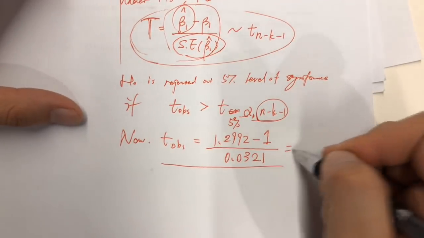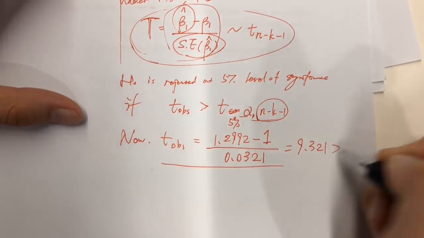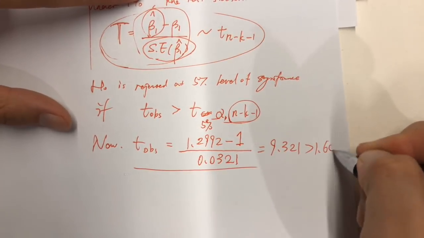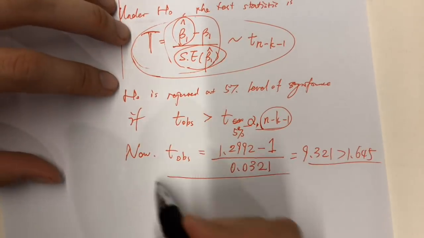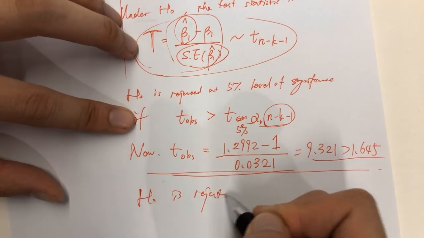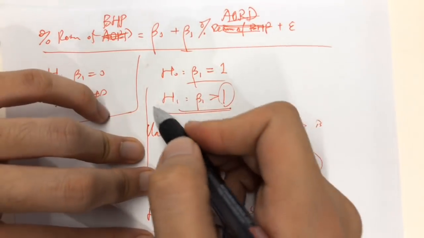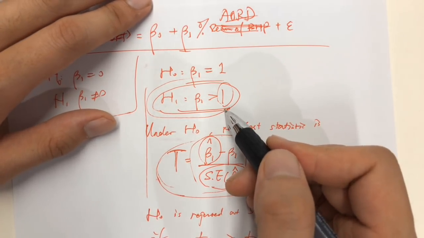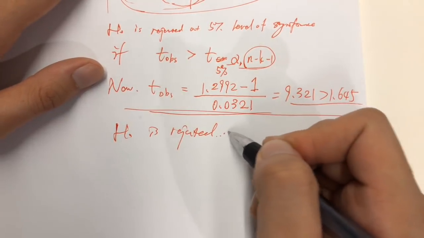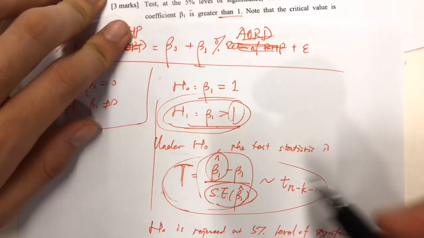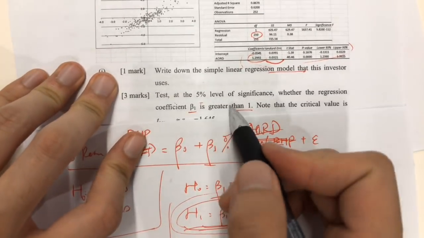It's 9.32. Thank you. 9.321 will be definitely greater than 1.645, right? 1.645, and therefore it's what? The H0 is rejected, and we have enough evidence to say that what? The coefficient beta 1 is greater than 1, right? So you know it's rejected, and then you just draw the conclusion, okay? We have enough evidence to say that the coefficient beta 1 is greater than 1.